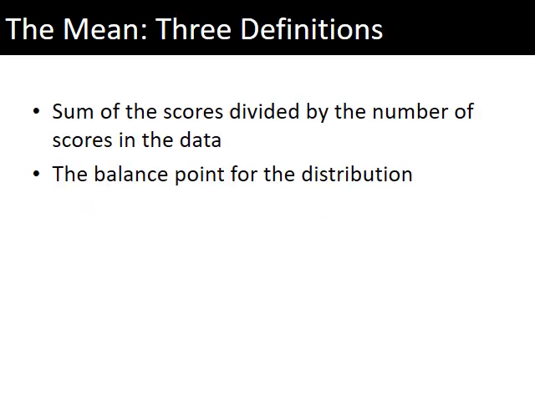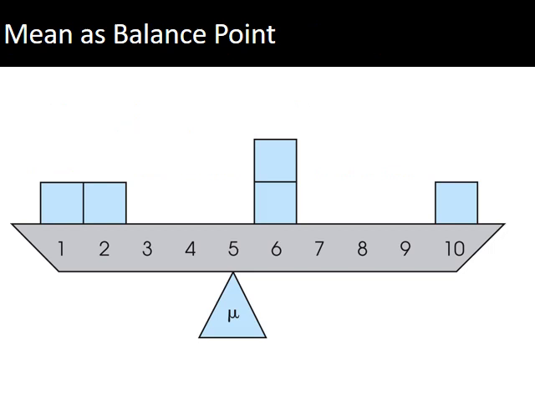So the mean is the sum of the scores divided by the number of scores in the data. Another way to think about this visually is to think of it as the balance point for a distribution. As you consider this graphic right here, look at the blue triangle below the gray shape. That is the balance point, which we consider the mean, the point at which this distribution would be balanced.